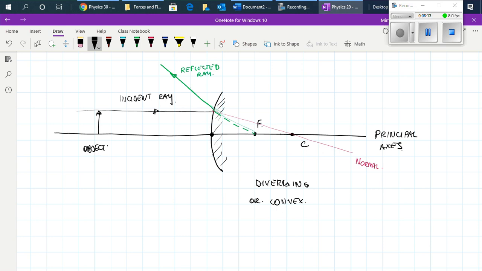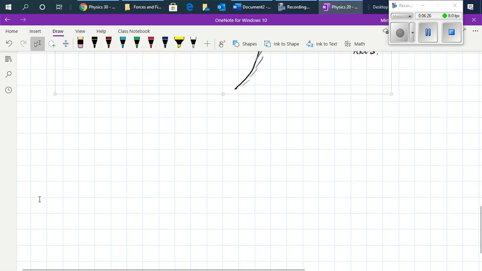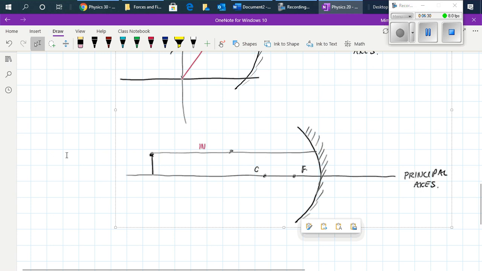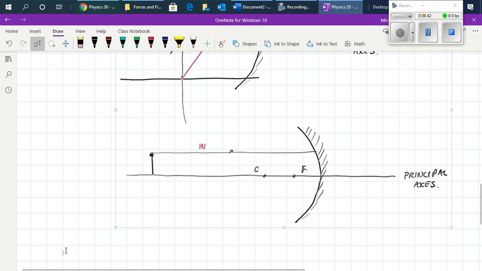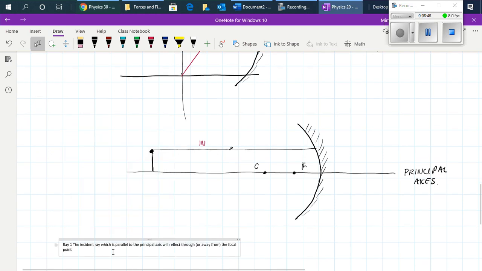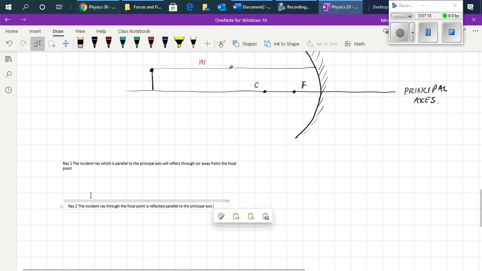Okay, so let's see now what the rules are to figure out what the image is. The first rule that we will apply is that if the incident ray is parallel to the principal axis, then it will be reflected through the focal point. So this is the first rule. The second rule is that if the incident ray goes through the focal point, then it will be reflected parallel to the principal axis.